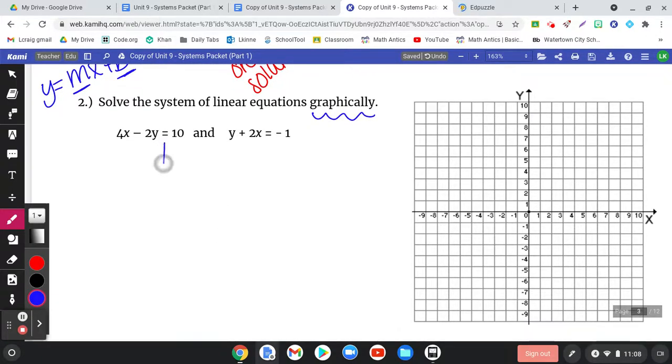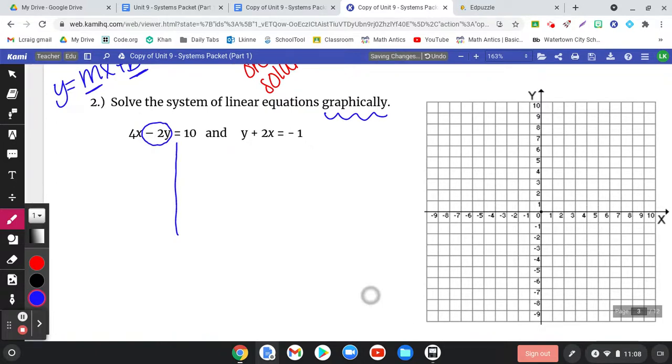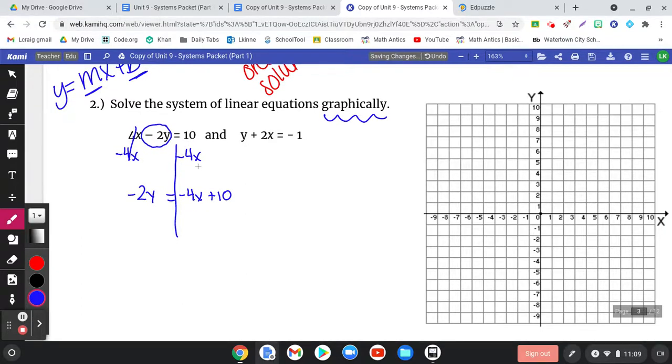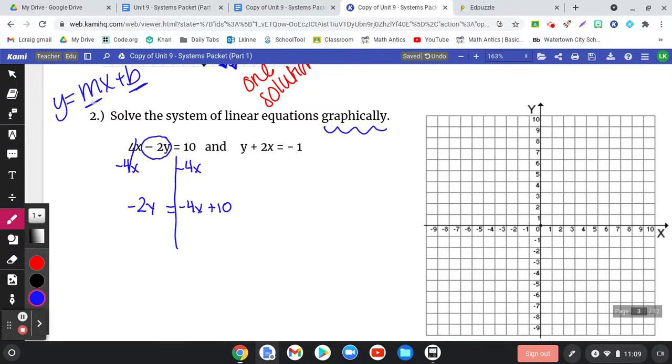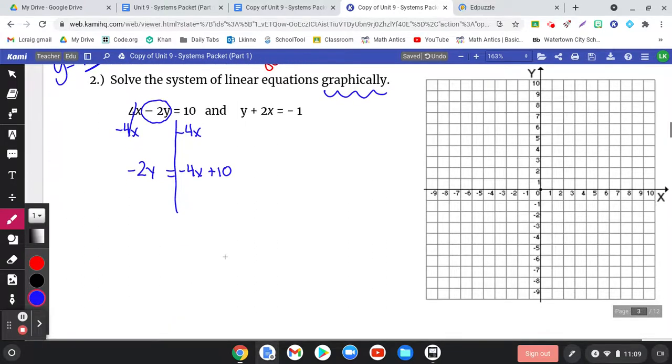All right, so neither of these are solved for y. So what I'm going to do is circle the term that has a y. Then I could say, all right, 4x is positive. I'm going to subtract it from both sides. So I'm left with negative 2y equals negative 4x and then plus 10. Right? You can't combine those. That's not 6x. One of them is your slope. One of them is your y-intercept.